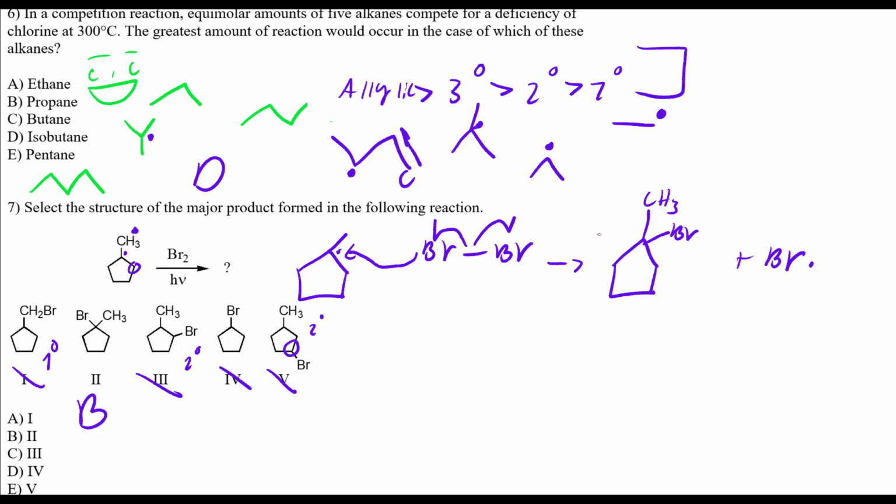So you could have done the arrow pushing or not. Just know that we want the tertiary radical, and then we're going to replace that radical with a bromine, okay? You should not have 2 bromines. You should only have 1 bromine on that molecule. So the answer is B.